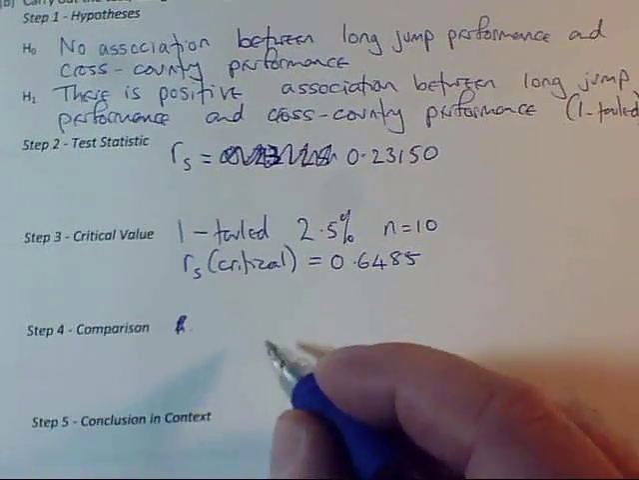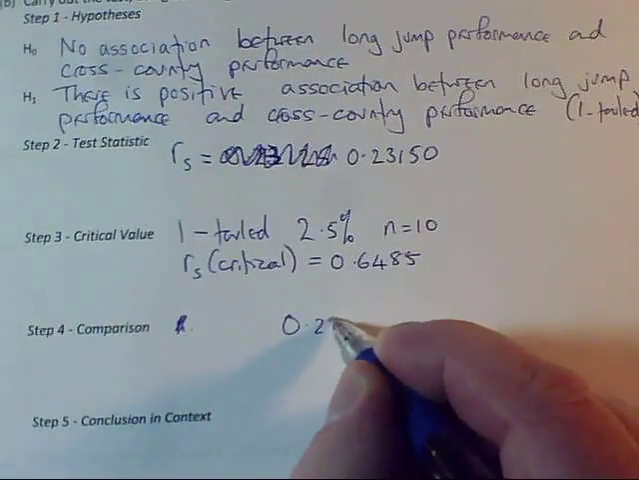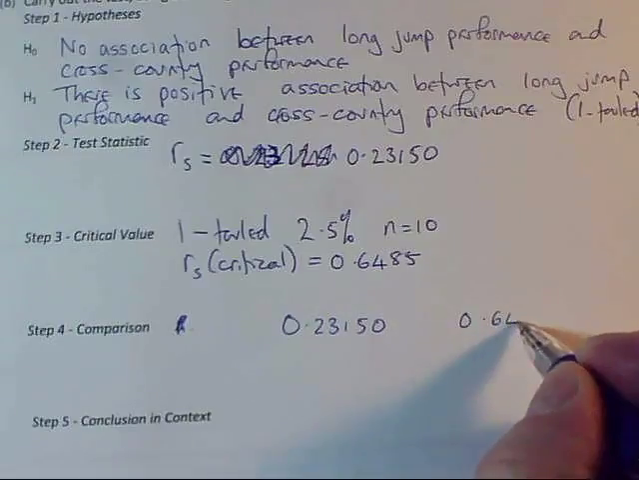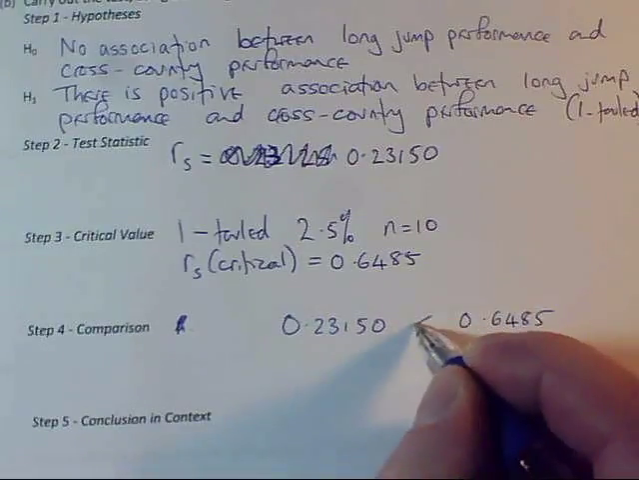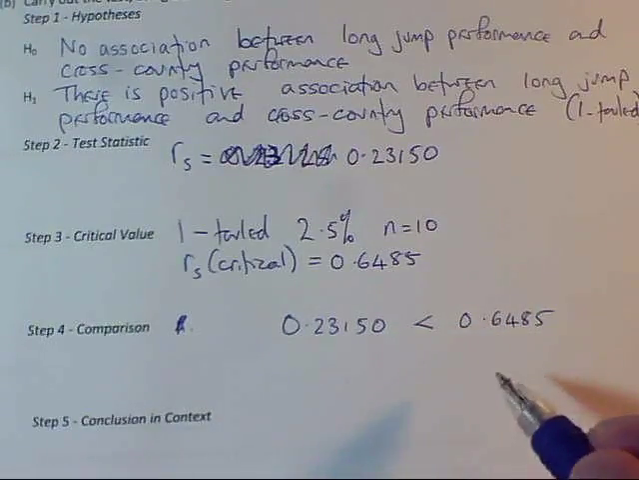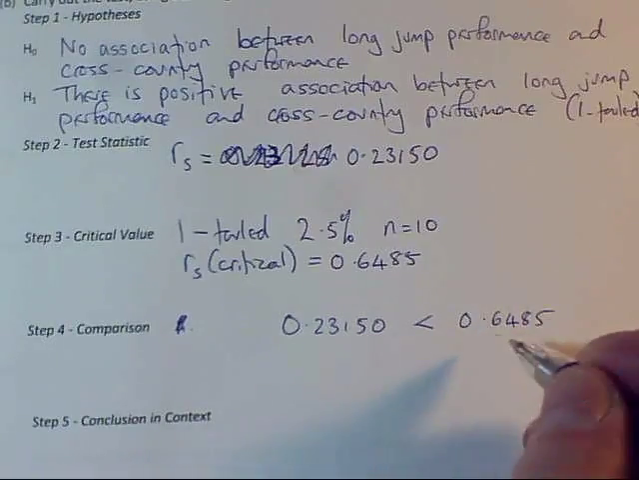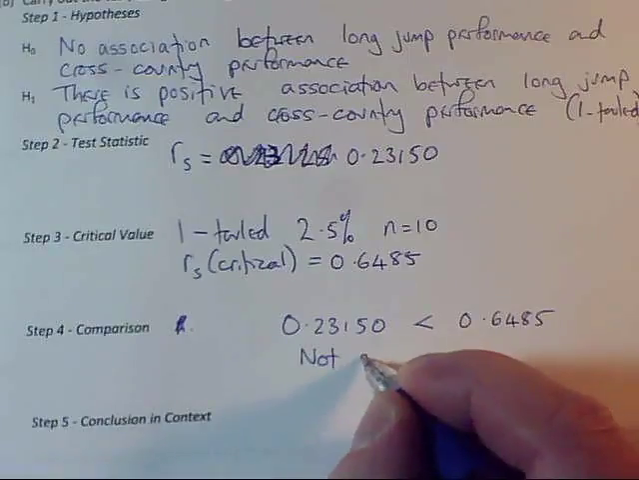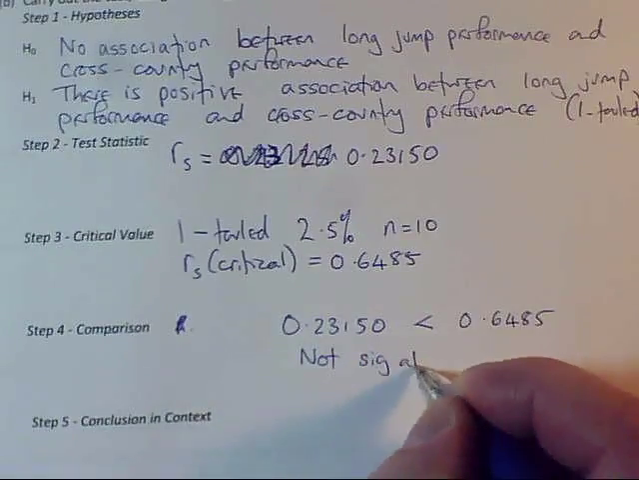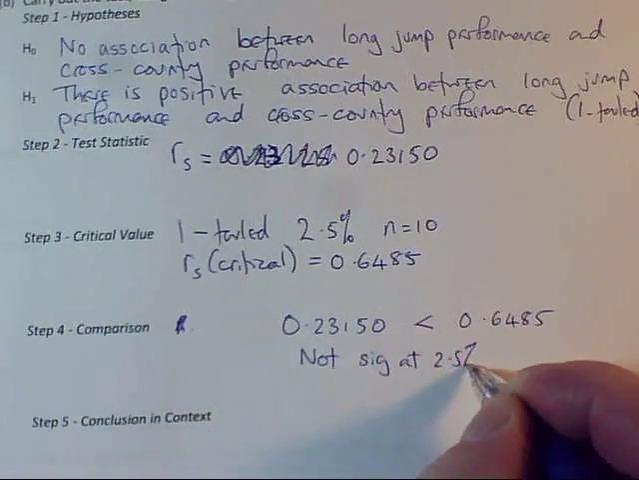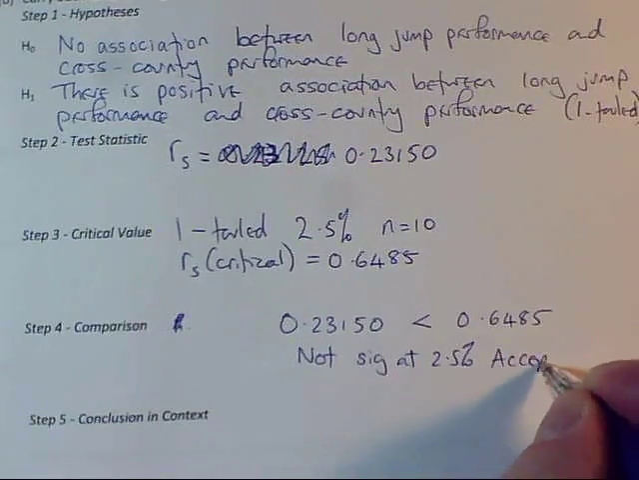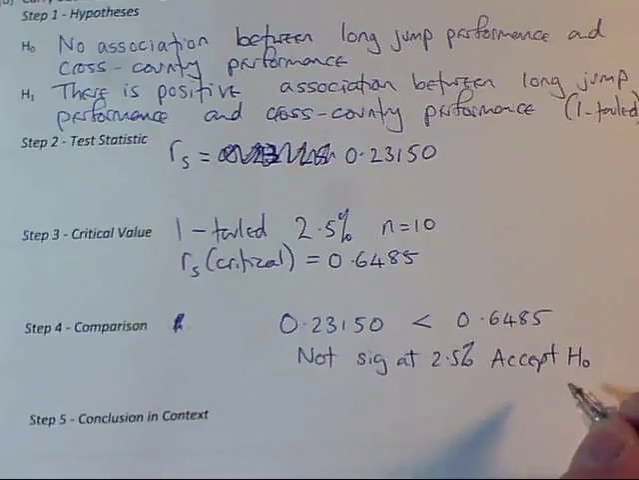Okay, so I need to compare my 0.2315 with my 0.6485, and I can see this is less. Now, in order to be significant, I'd have had to be higher than this critical value. So therefore, this is not significant, okay, at the 2.5% level. And therefore, if it's not significant, I always give H0 the benefit of the doubt, so I accept H0.